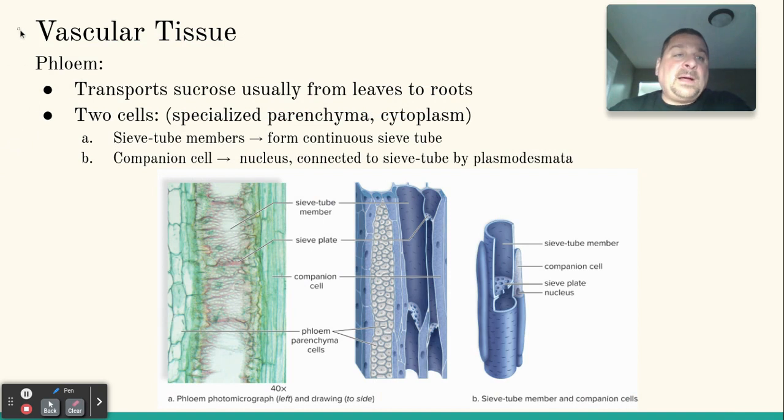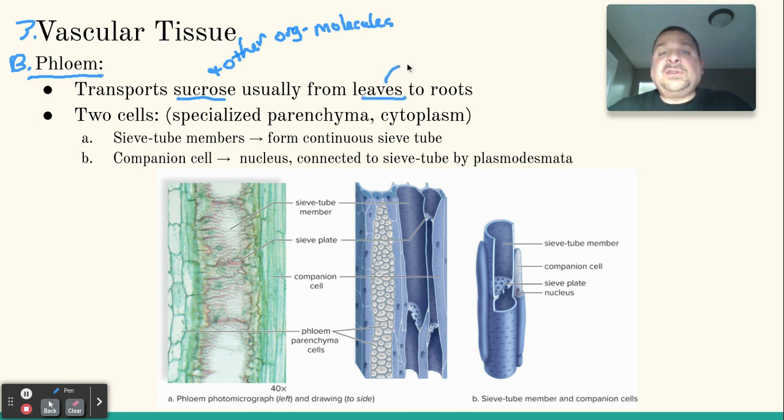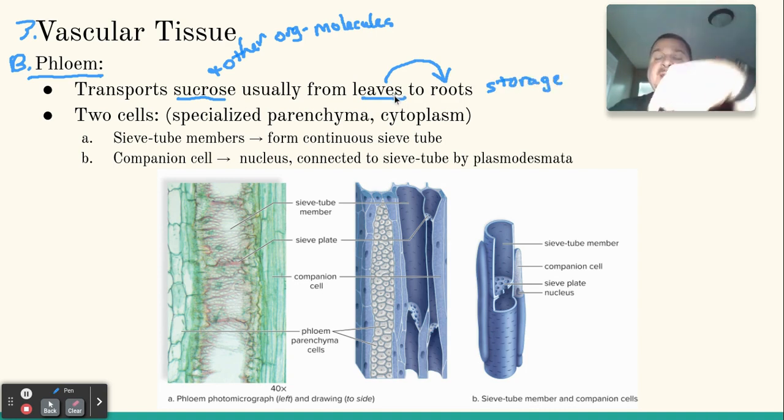And finally, vascular tissue, second one is phloem. Phloem is important for sugars and sometimes other organic molecules that are produced out in the leaves. They're usually taken back to the roots for storage. Again, most of the time from leaves to roots, although we do see it here in Ohio.